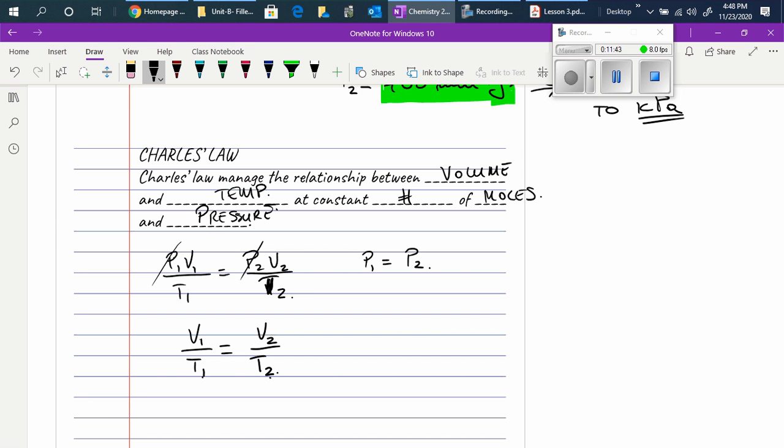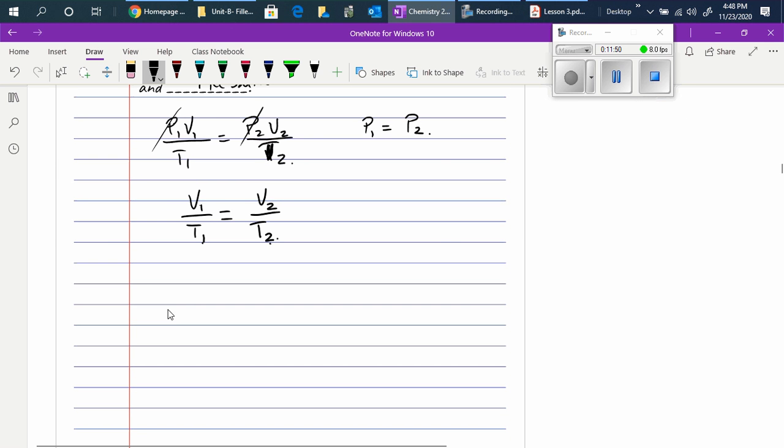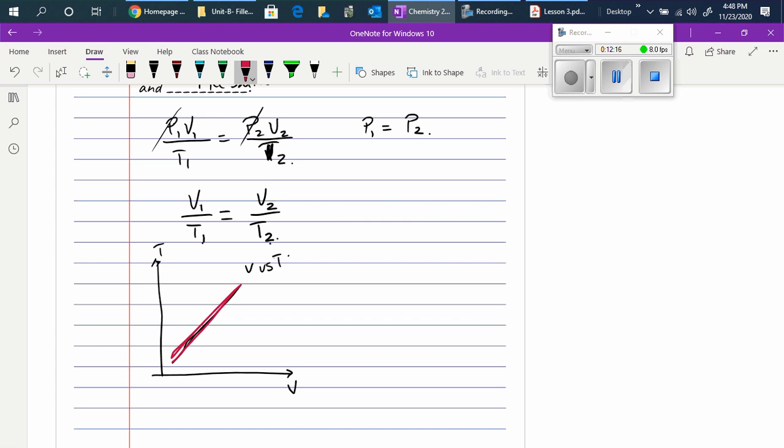Okay, in terms of how this is represented on a graph, what we have is a volume versus temperature graph. Volume versus temperature will look like a straight line. Okay, so it's like this. Let's make it with another color. So it will be like this. What we see here is that as the volume is increased, the temperature will increase as well.